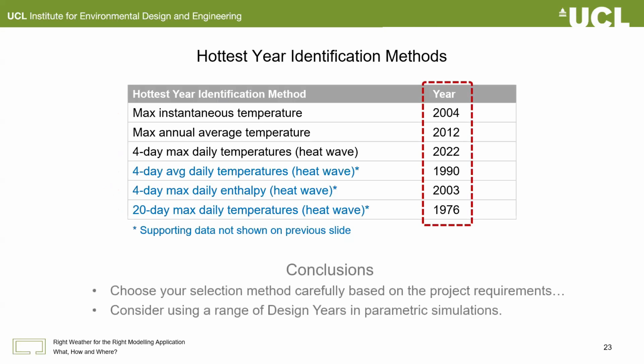So the takeaway point is that you should consider what is likely to be the worst case weather scenario for your project and choose your design years accordingly. However, it won't always be clear which selection method to use. In that case, you can explore a range of worst case years to see how the building performs using parametric analysis.